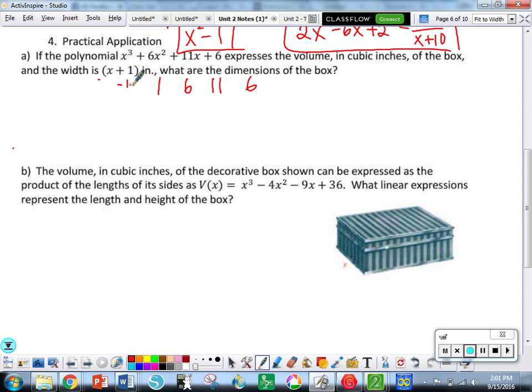And again, why are we putting -1? Because that's what's going to make this 0. This comes down. 1 times the -1, -1. Add.